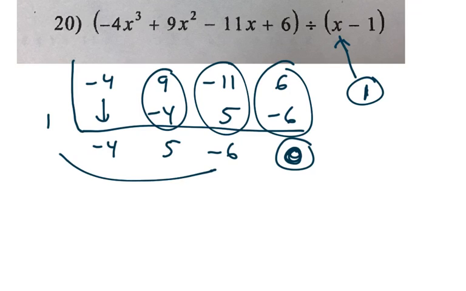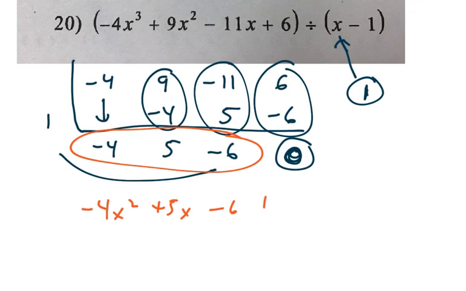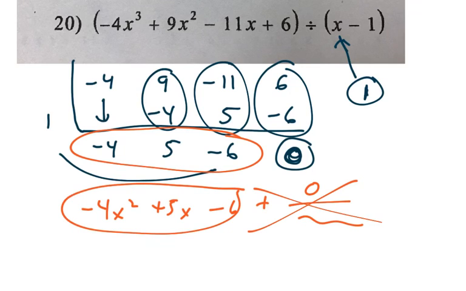But anyways, basically our problem comes down to, I'm going to take the guts right here, negative 4x squared plus 5x minus 6 plus the remainder of 0, which we don't worry about. Another way to say this, guys, is my answer here in red times x minus 1 would give me what I started with right there. But again, that's a separate lesson we will talk about later on. Pause the video if you need to.